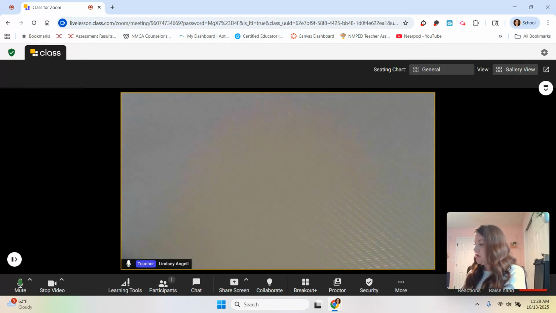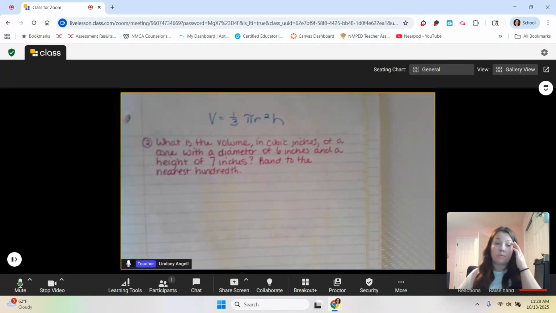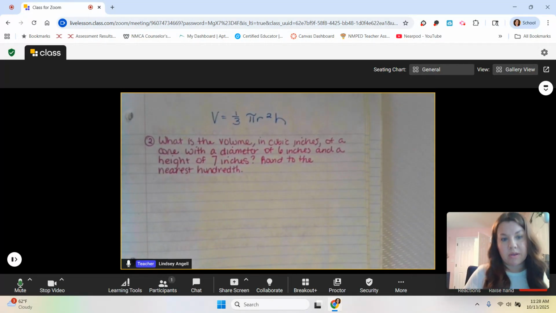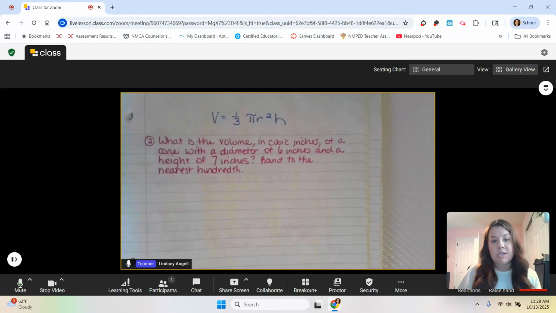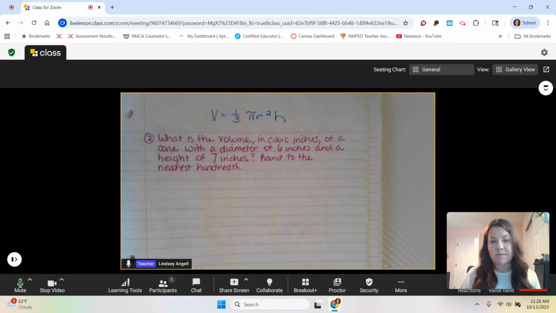The next 2 are word problems. So we have to make sure that we're careful with what we're given. Number 2 says, what is the volume in cubic inches of a cone with a diameter of 6 inches and a height of 7 inches?